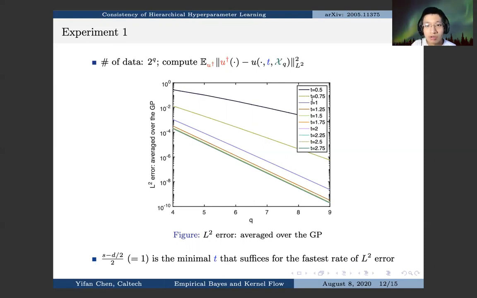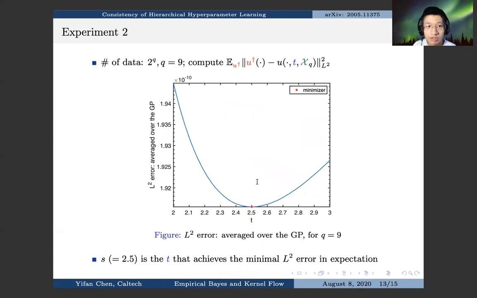As t goes from 0.5 to 1, the slope of the convergence becomes sharper, which implies the convergence rate becomes better. However, when t passes through 1, the slope rarely changes. That means t equals 1 is the minimum t that suffices for the fastest rate of the L2 error. That will be the implicit bias of the kernel flow algorithm.